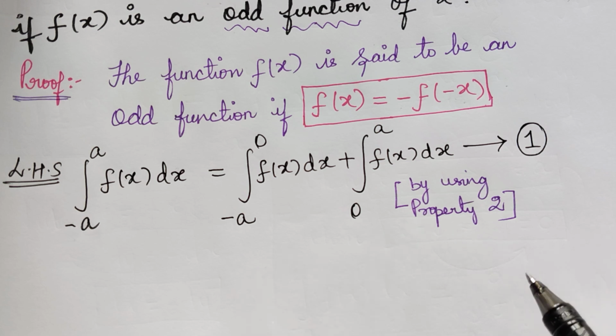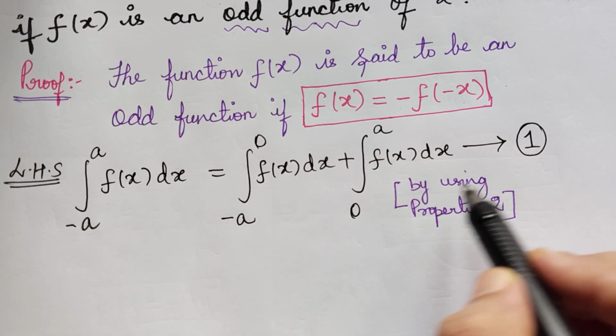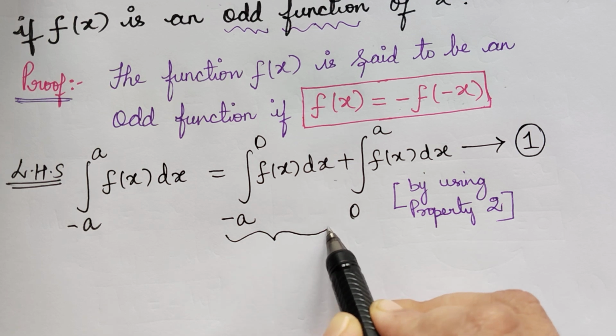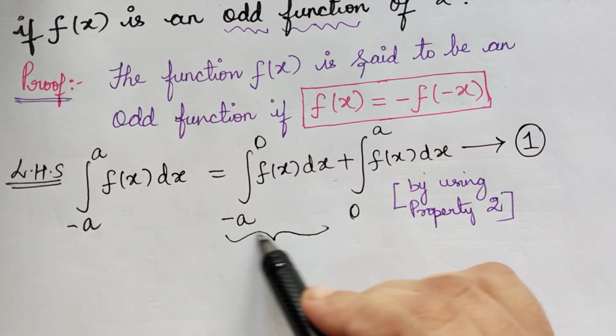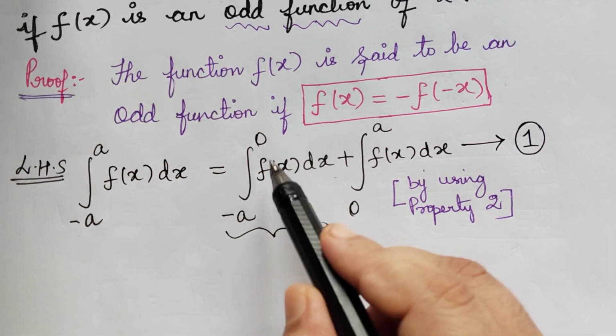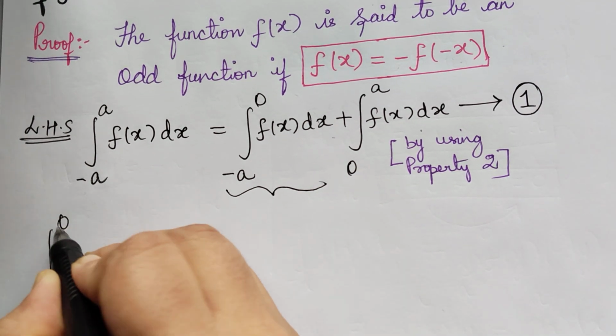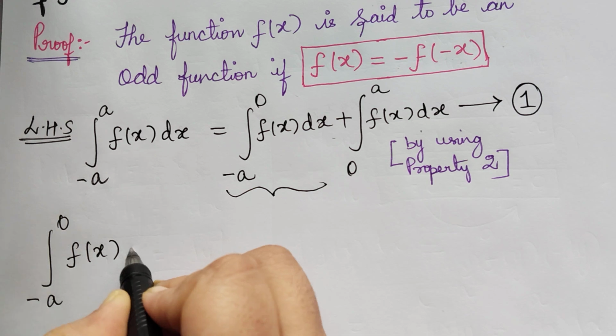Now, as we did in property 3, in a similar manner, after marking this as equation 1, we will consider the first integral separately, we will evaluate it and we will substitute here. So, while considering the first integral separately, we will be having integral minus a to 0 f of x dx.